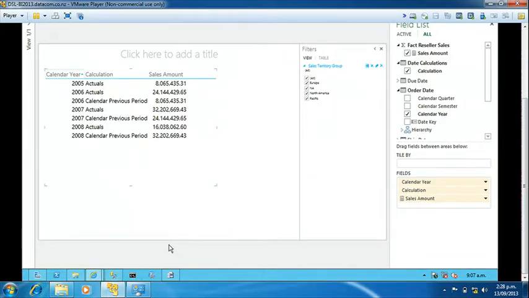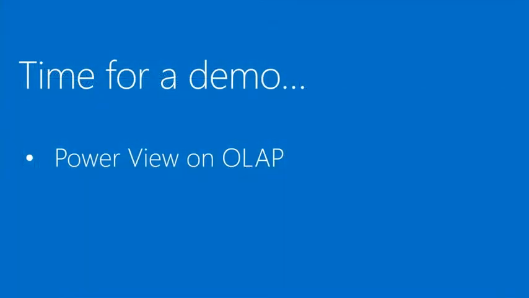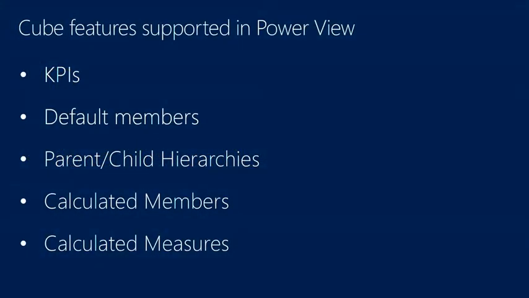So that is PowerView for OLAP. If I switch back. That one, yeah. Okay. So just a quick summary. We looked at how PowerView works. We looked at the structure of it and showed you how it actually uses that DMV to construct the list, and uses that to generate its DAX queries. We looked at KPIs. They work perfectly. Default members, parent-child hierarchies, calculated members and calculated measures. So most of the stuff that you have in your cubes will work in PowerView when you're using it directly on your cubes.